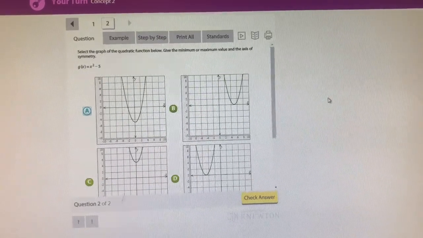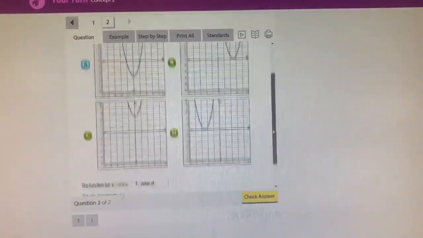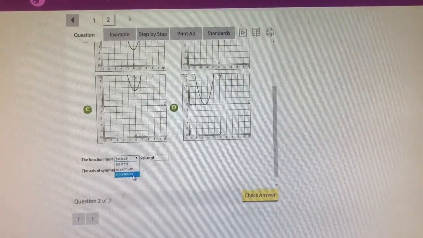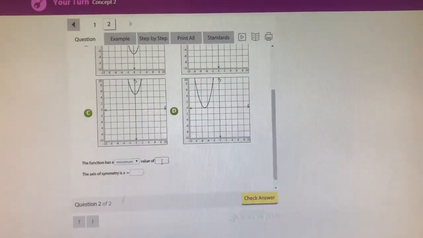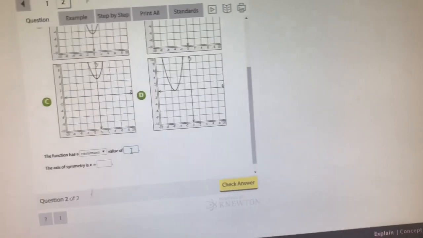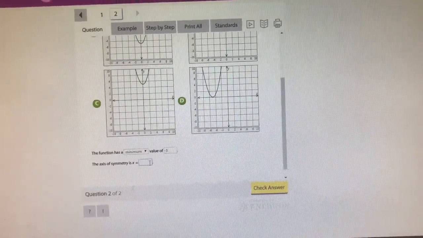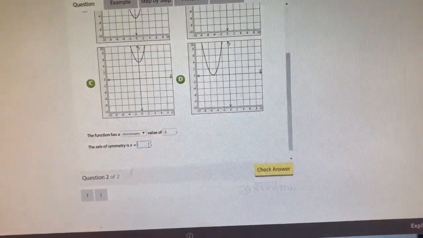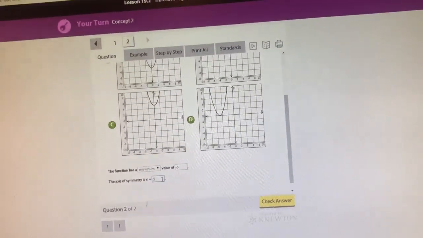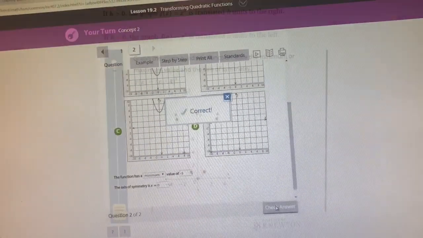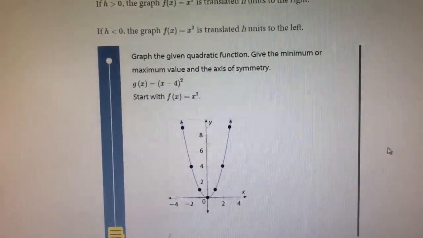So we pick A. And then there's a couple of little questions here. The function has a minimum value of negative 5. I'm going to see if I can find that. My keyboard's a little bit tucked away. And the axis of symmetry, x, is going to be equal to 0. And let's check our answer. And we are correct.